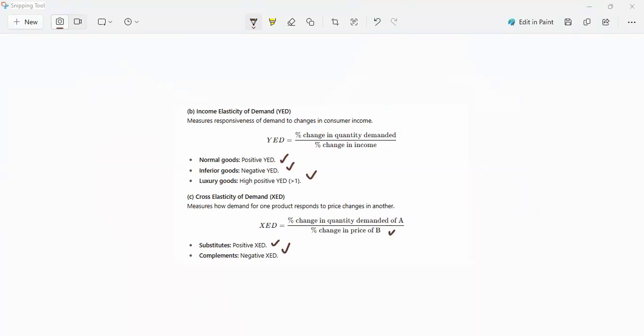Now, let's look at the role that elasticity has in forecasting. What role does elasticity have in forecasting?